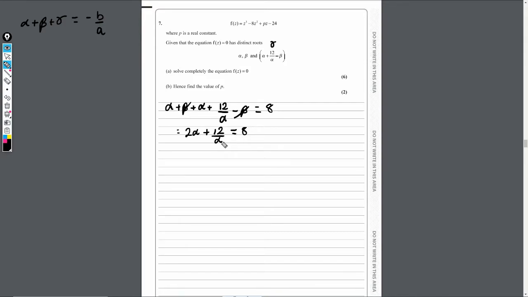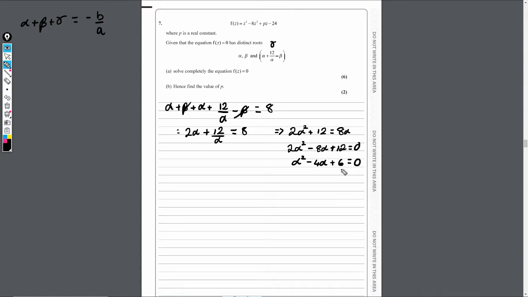So now, what can we do here? Well, I can multiply through by alpha. If I do that, that will give me 2 alpha squared plus 12, and on the other side, 8 alpha. Getting this as a quadratic equal to 0, this is 2 alpha squared minus 8 alpha plus 12 equals 0. Now we can simplify, dividing each term by 2, so alpha squared minus 4 alpha plus 6 is equal to 0.